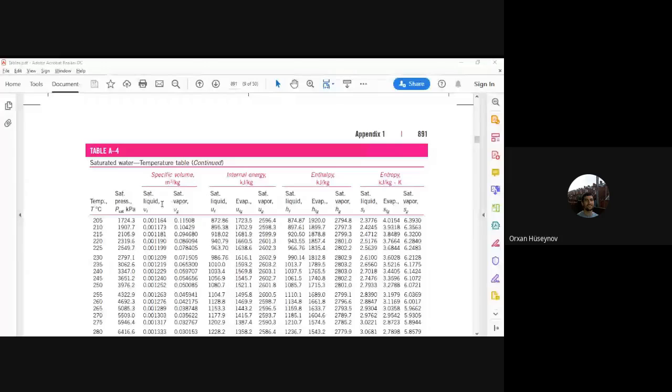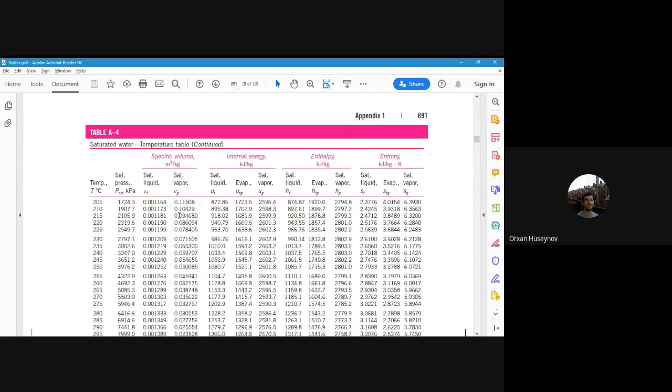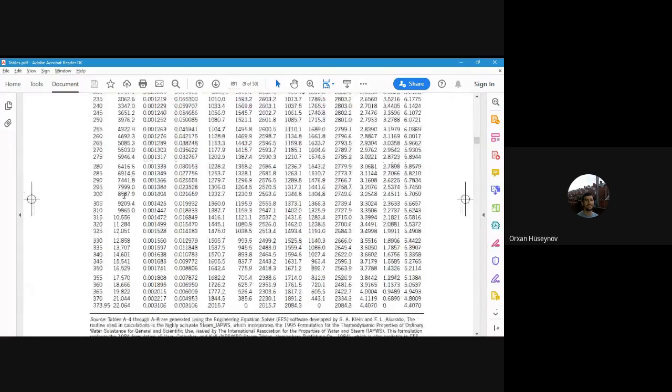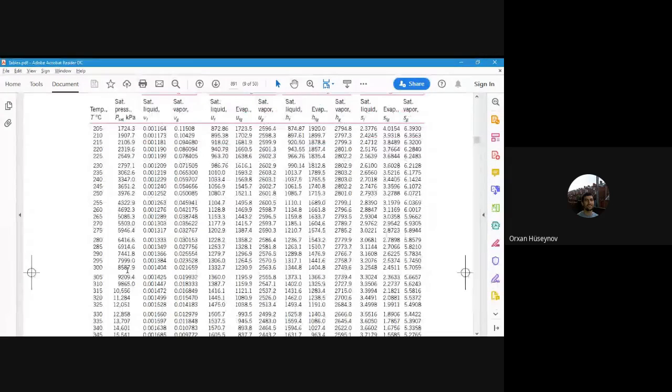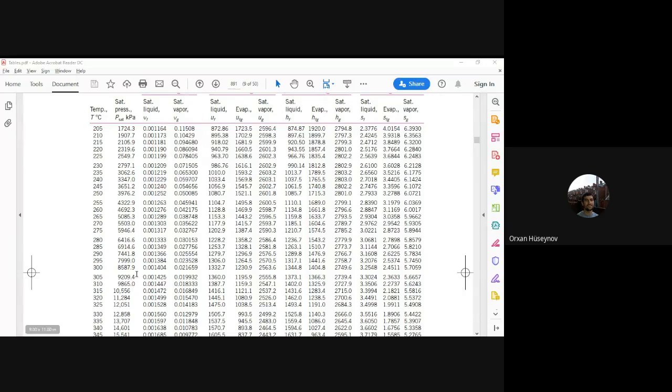In that table, you can look at the saturated water with the temperature or the pressure. So I'm looking for the temperature value, which is 300 degrees Celsius. For 300 degrees Celsius, you can see that the pressure is 8,587.9 kilopascals, but in our case, the pressure is 1 megapascal, or 1000 kilopascals. In the question it is 1000 kilopascals, but here it is 8,000 kilopascals.